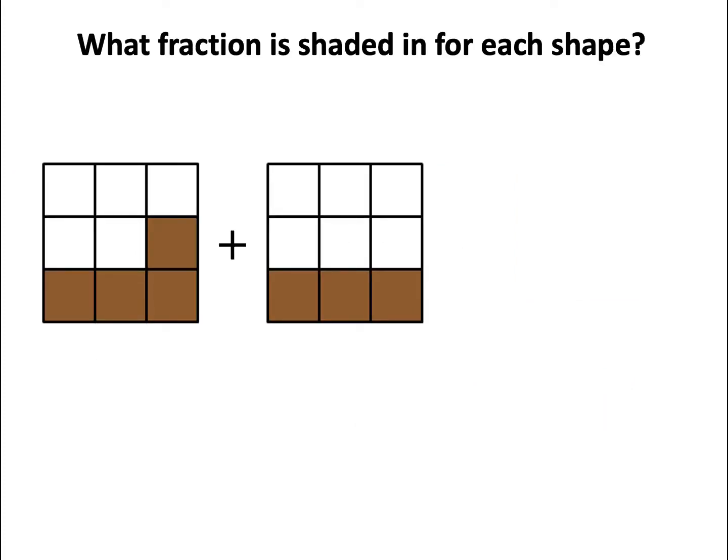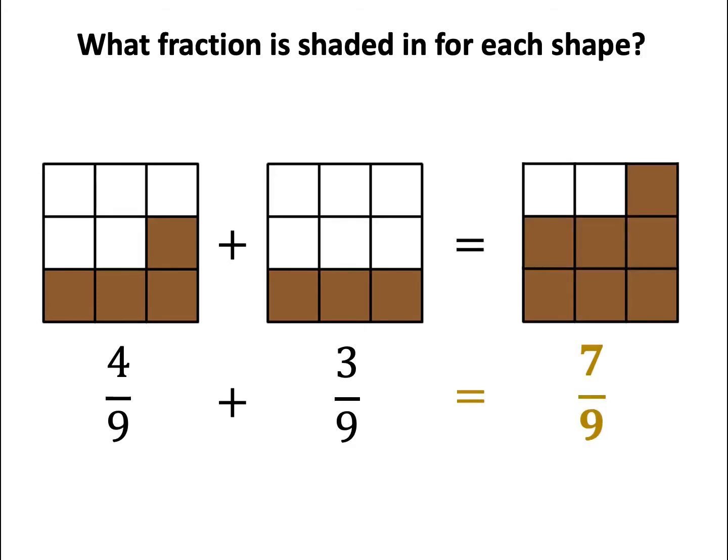What are the fractions of these shapes? The first is 4 out of 9, and the second is 3 out of 9. What would be the final fraction if we were to add these two together? As you may have guessed, by counting up all the shaded in sections, 7 out of 9.